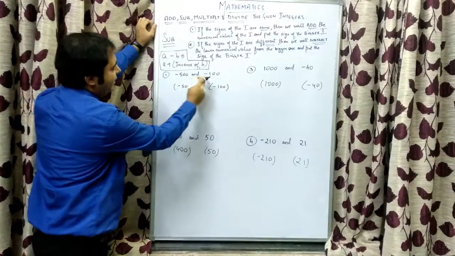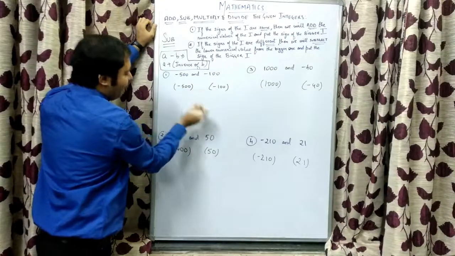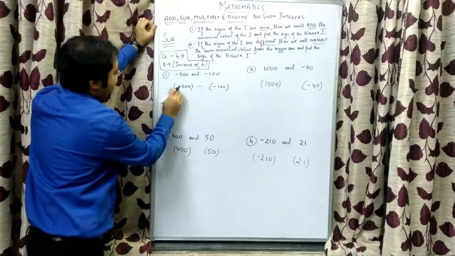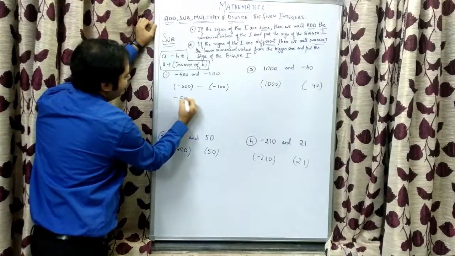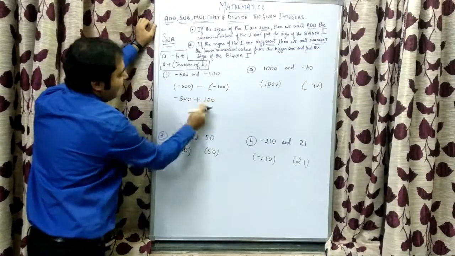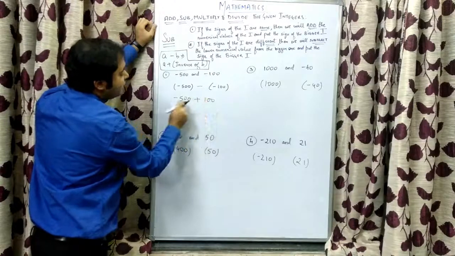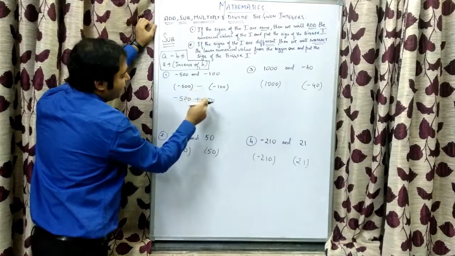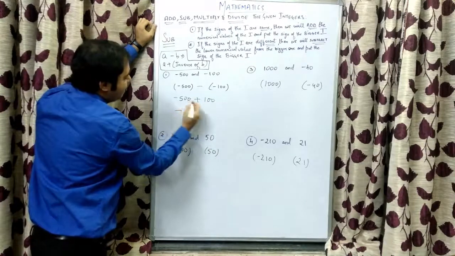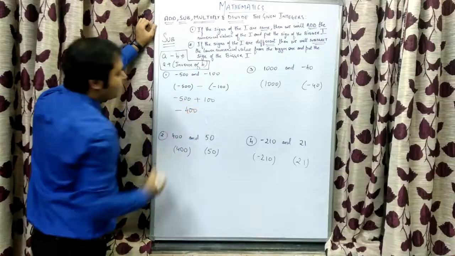Minus 500 and minus 100 are to be subtracted. I have written them in bracket. We have to perform subtraction, therefore I will put a minus sign here. Plus into minus is minus 500. Minus minus will give you plus 100. Signs are different, therefore we will subtract the smaller one from the bigger one and we will put the sign of the bigger number. 500 minus 100 is 400, right?